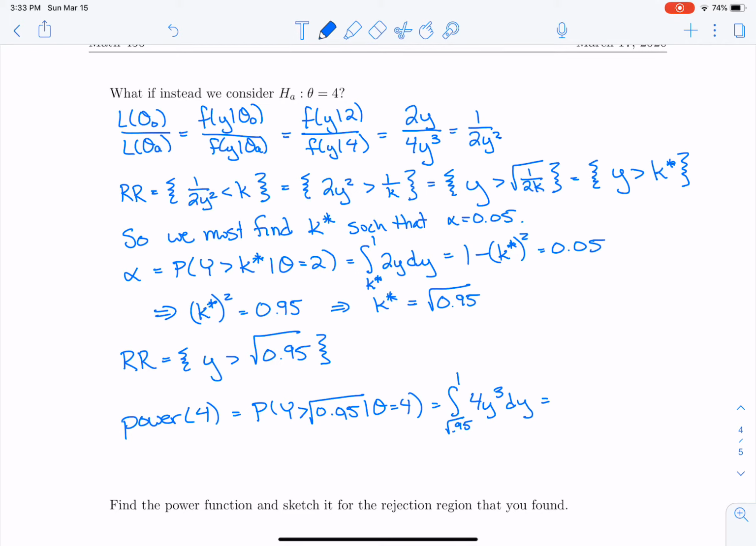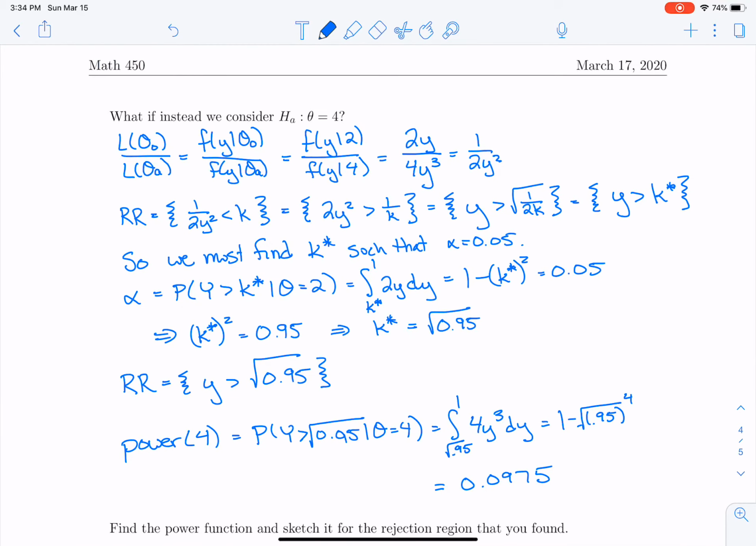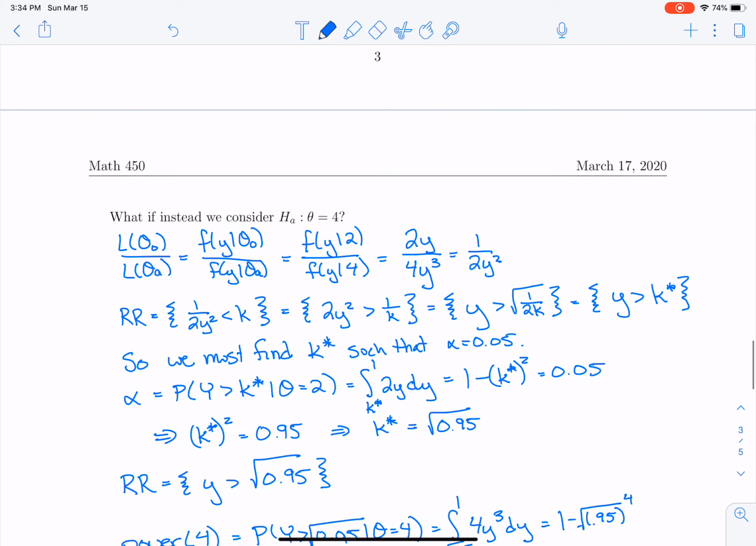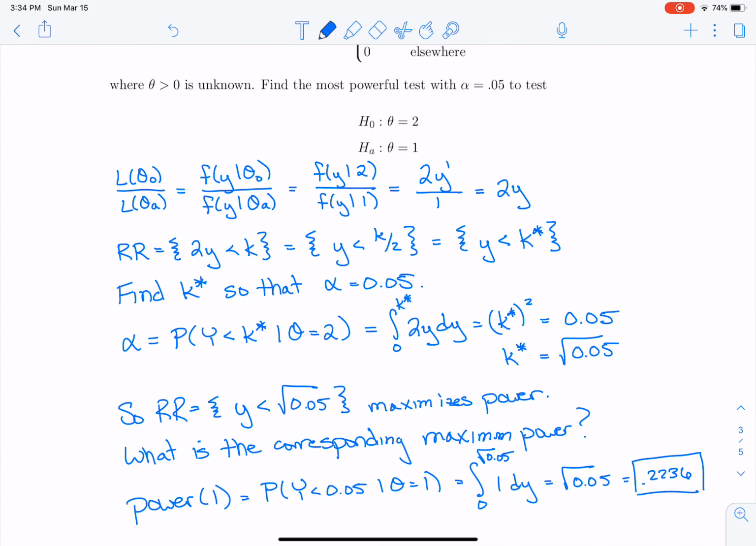If we work out that integral, we get y to the 4th. So that's 1 minus the square root of 0.95 to the 4th power. And that works out to be 0.0975. So that is the power of the test given that theta is 4, and we have the rejection region that gives us the most powerful test.